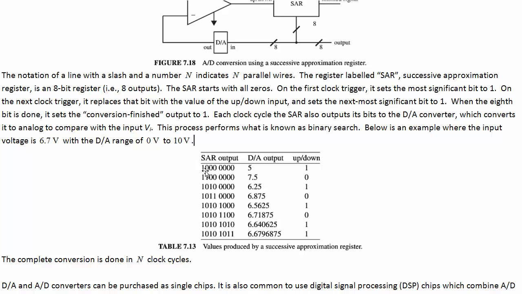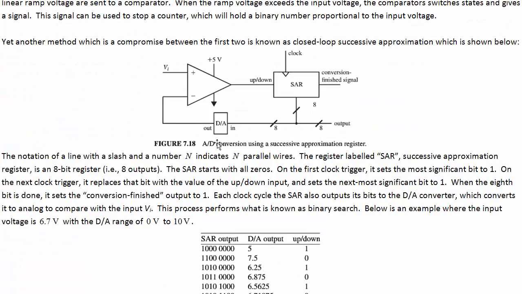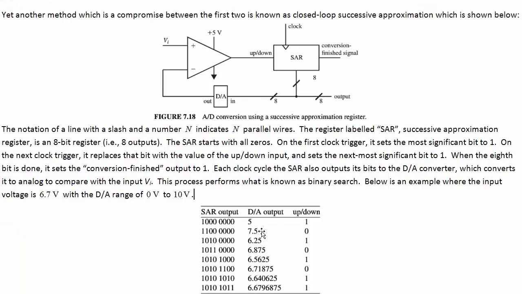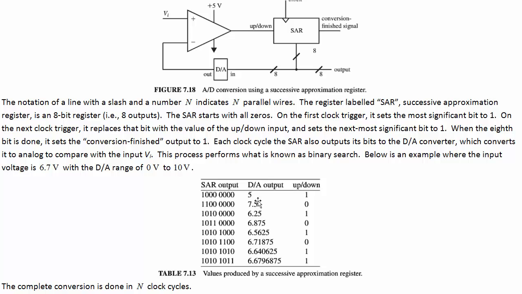And that's what the SAR is doing. First, it guesses halfway. And then the comparator says, oh, it's higher than that. So then it guesses 75. And the comparator says it's lower. So it guesses 62.5. Comparator says higher, 68.75. It says lower. Well, really, it's not out of 100. It's out of 10 here. So I guess I should be saying 6.875. It says lower.